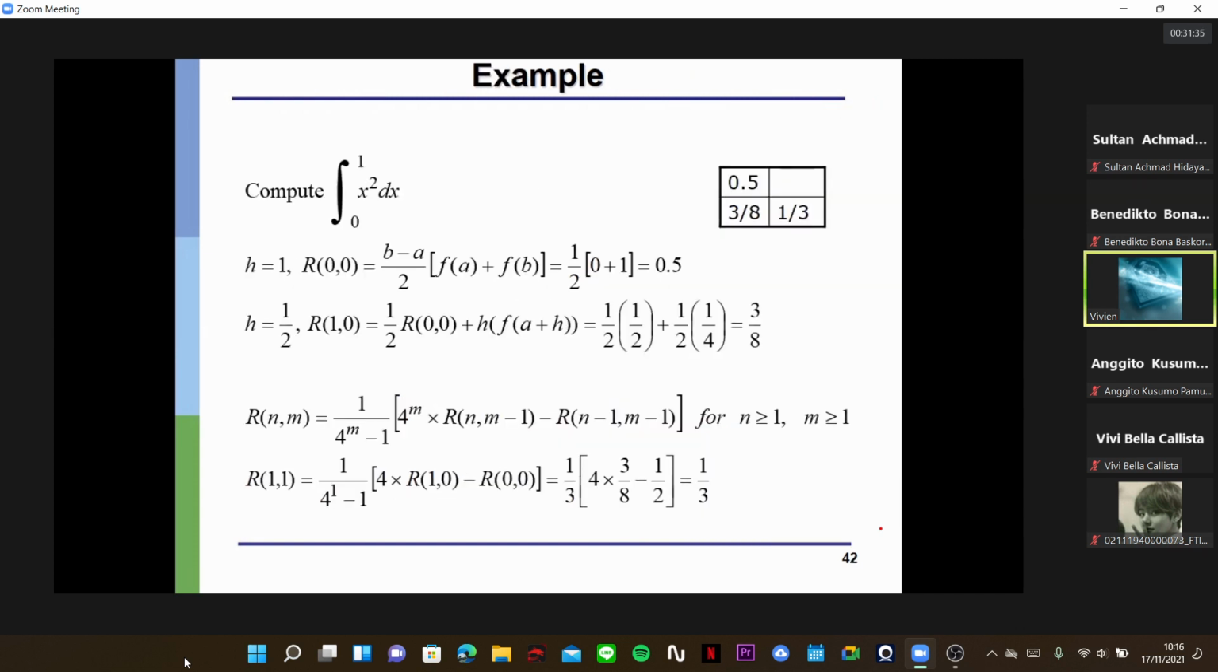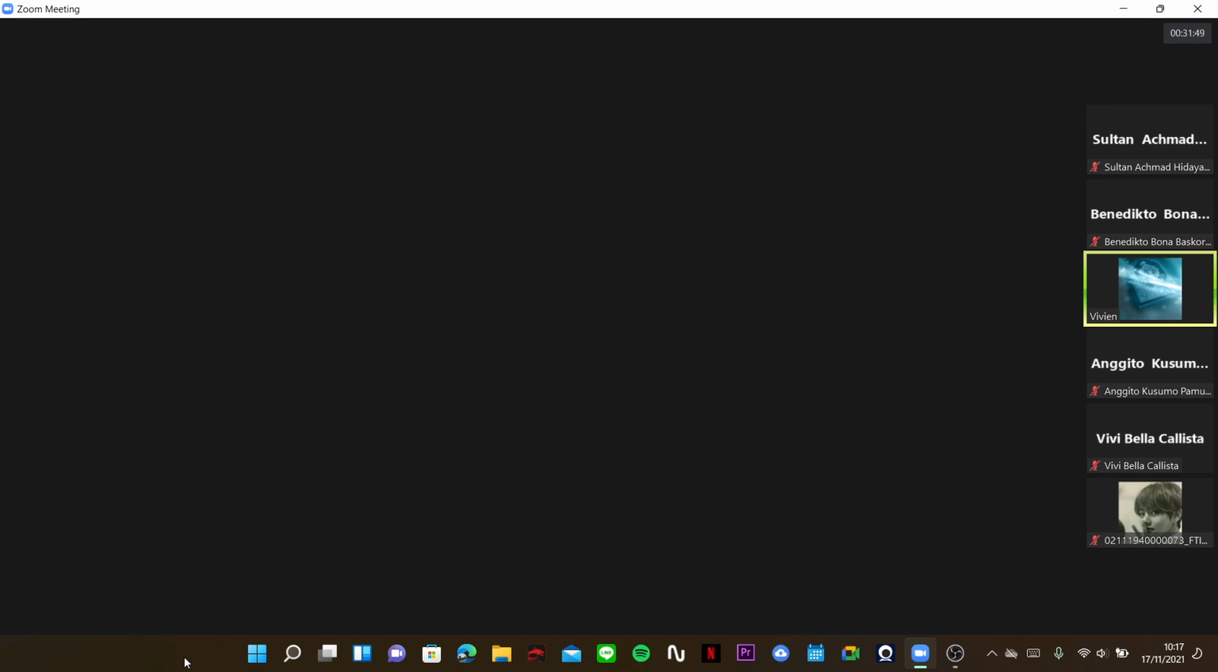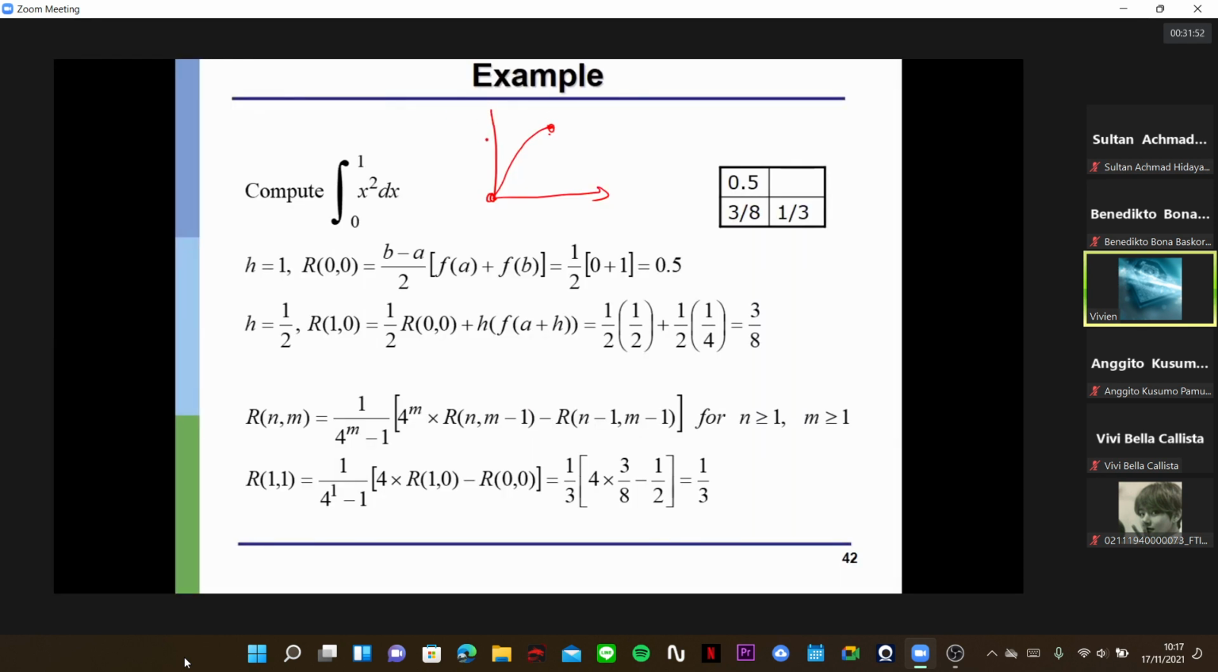Okay, so we will try here. For example, we have this graph of x squared, between 0 and 1, with the positive curve like that, fx against x. If we want to do the integration here, this will be the integrated area. The first step is to use h equals 1.